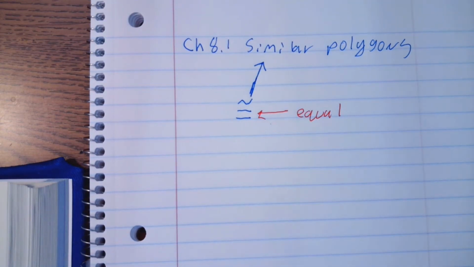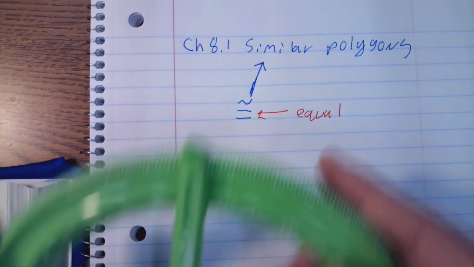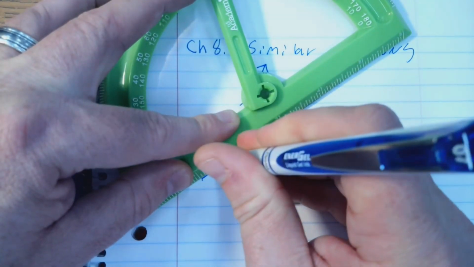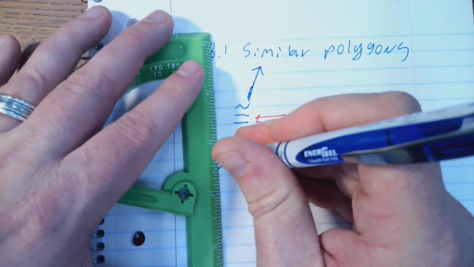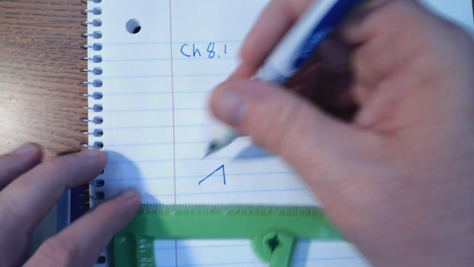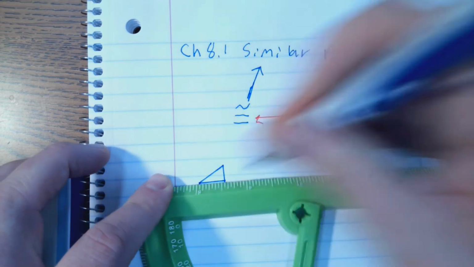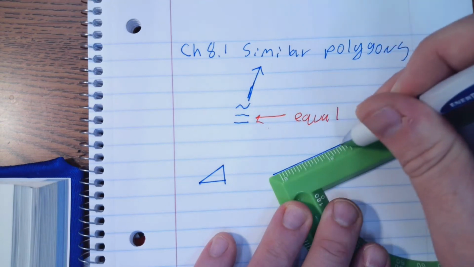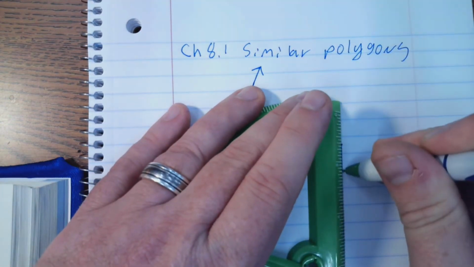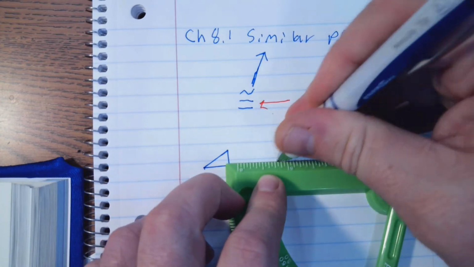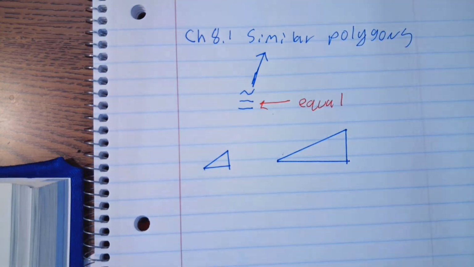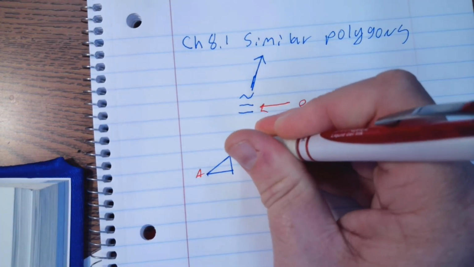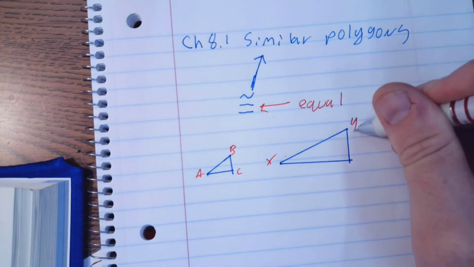Okay, so looking at similar shapes, and I'll draw a couple triangles here. And we use similar shapes all the time when we build things, because you draw a small picture and then a lot of times build a big building from a small picture. And so similarity is what they use. So let's pretend that these are similar triangles. Same shape, different size. So I'm going to call this A, B, C, X, Y, Z.